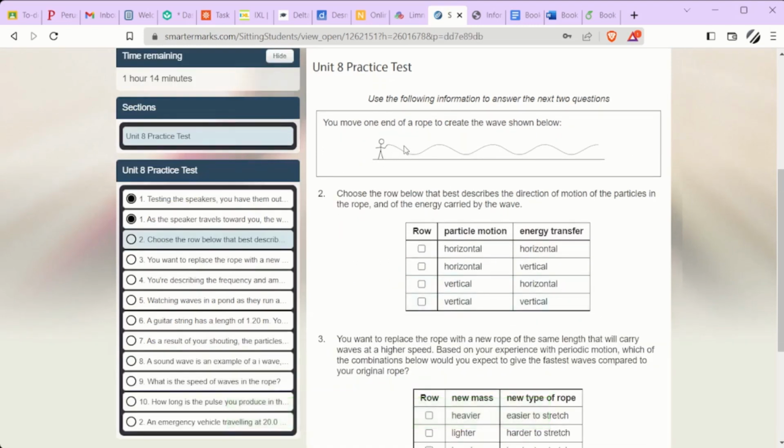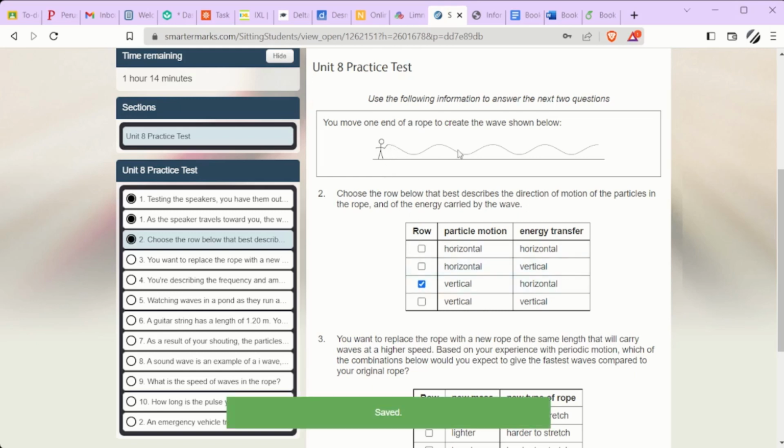Now here, we want to choose the best information. We're moving one end of the rope like this. The particle motion will be vertical, and the energy transfer is horizontal because it's a transverse wave. The particles move up and down, but the wave moves left to right.